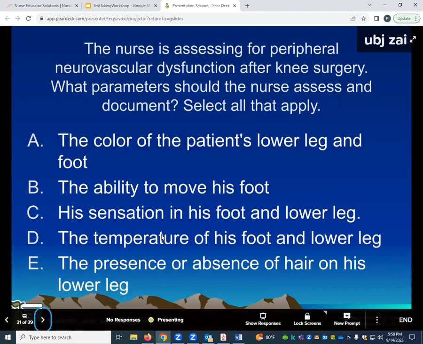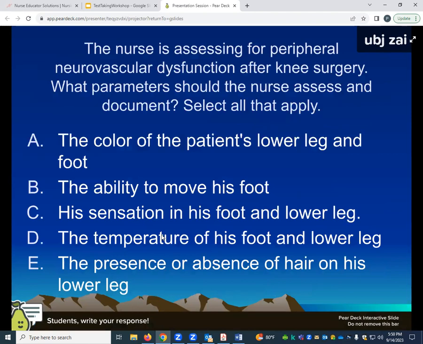The nurse is assessing for peripheral neurovascular dysfunction after knee surgery. What parameters should the nurse assess and document? Select all that apply. The color of the patient's lower leg and foot, the ability to move his foot, his sensation in his foot and lower leg, the temperature of his foot and lower leg, the presence or absence of hair on his lower leg.